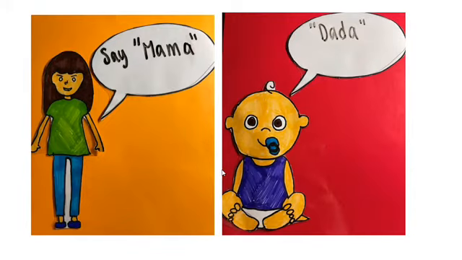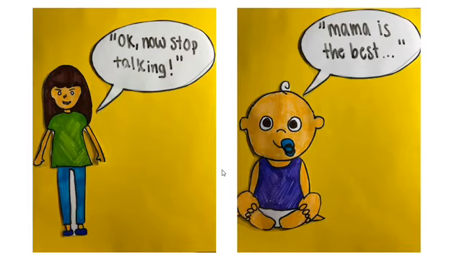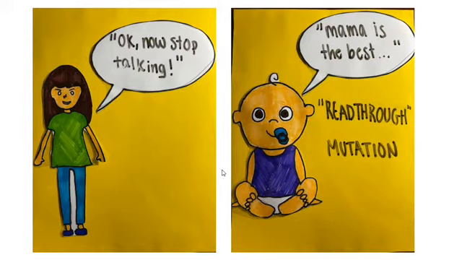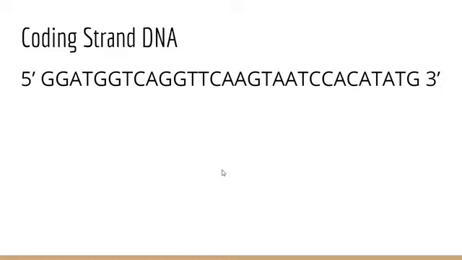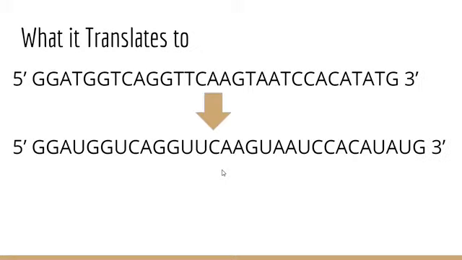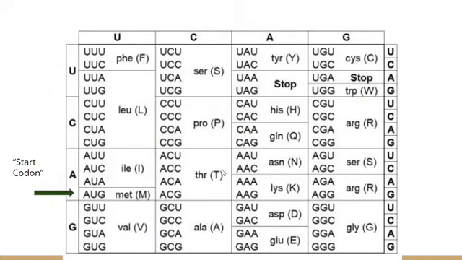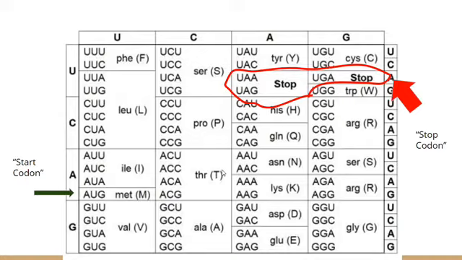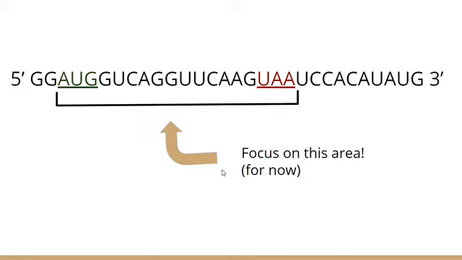But if the baby says something completely different, then that would be a missense mutation. If the mom says, okay, now it's time to stop talking, but the baby continues to talk, then that would be a read-through mutation. And so this is the DNA that we have. The bottom strand is the coding strand, which I've shown 5' to 3' here, and it translates to this in mRNA. Looking at a codon chart, we can see that AUG codes for the start, and this codes for the stop. Here we have the start, and here we have the stop. And so for right now, we're going to focus on this area.